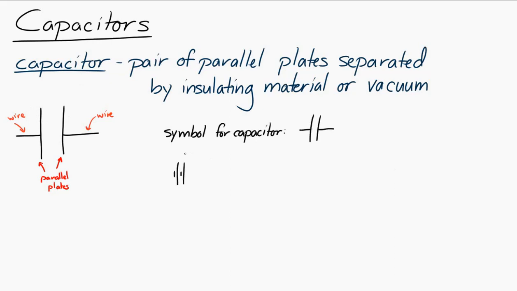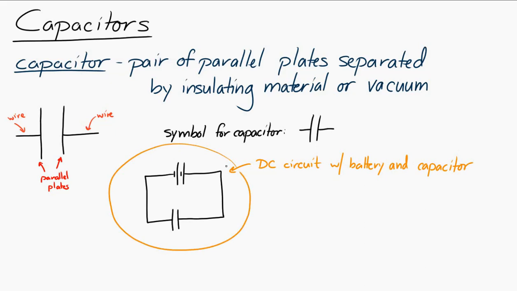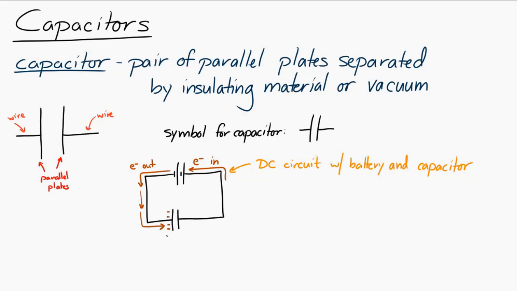So if we had a DC circuit containing a battery and a capacitor, it would look like this. Let's think about what would happen in terms of the electrons here. Electrons would be leaving the battery on this side, and going into the battery on this side. The electrons coming out of the battery would collect on this plate in the capacitor, and this plate of the capacitor would develop a negative charge.